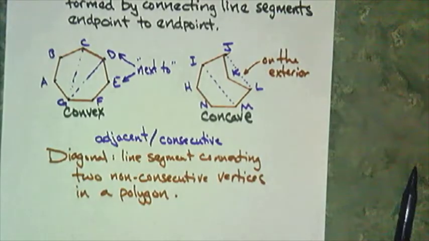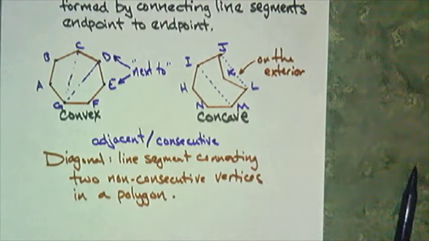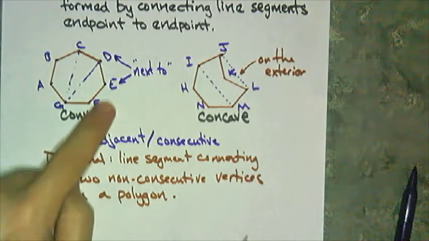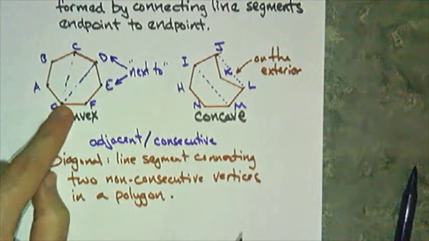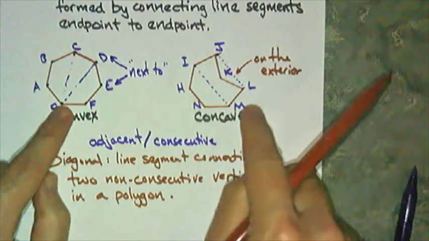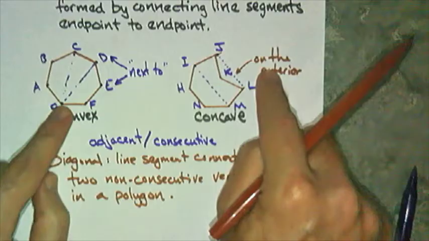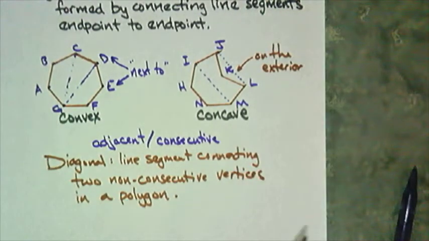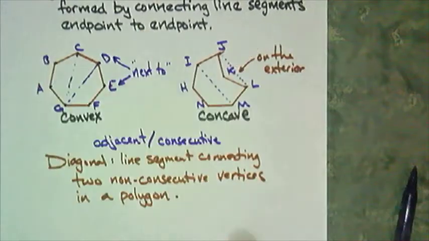And that's how I'm going to define convex and concave. A convex polygon: all diagonals must be in the interior. A concave polygon has at least part of a diagonal on the exterior. If I close this up, at least one part of a diagonal must be on the exterior. All right, so we have diagonal, we have polygons, we have concave, convex.